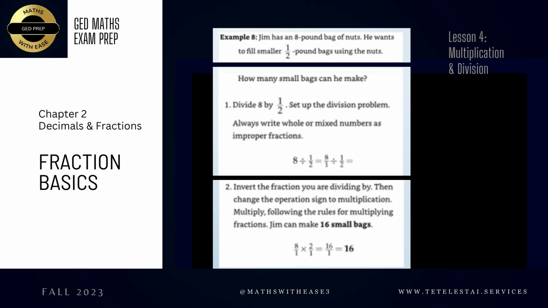Once you've written your whole number as a fraction, you need to invert the other side of the fraction, the right-hand side. That just simply means flip this 1/2 on its head. So that becomes 2/1, okay? And then you can multiply across.